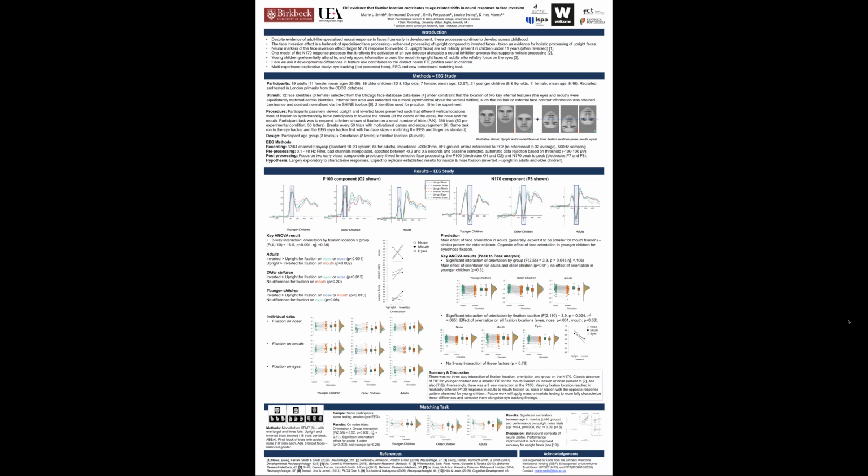Although performance is close to ceiling in standard trials, when visual noise is added, there's a significant interaction between orientation and participant age group, such that only adults and older children show enhanced matching ability for upright faces. These results mirror the EEG findings for younger children who did not show a differentiated N170 for upright versus inverted faces.